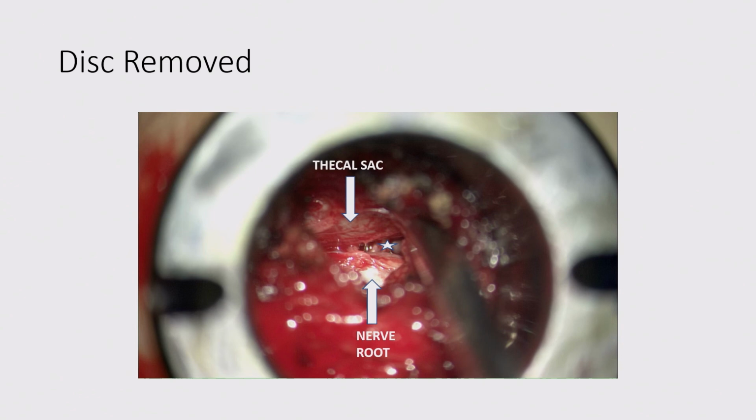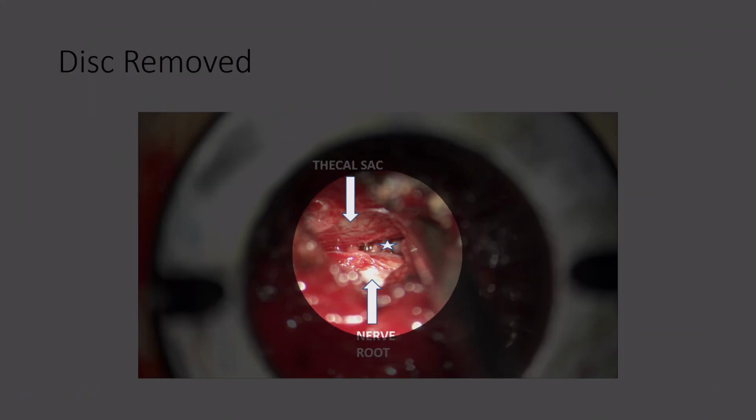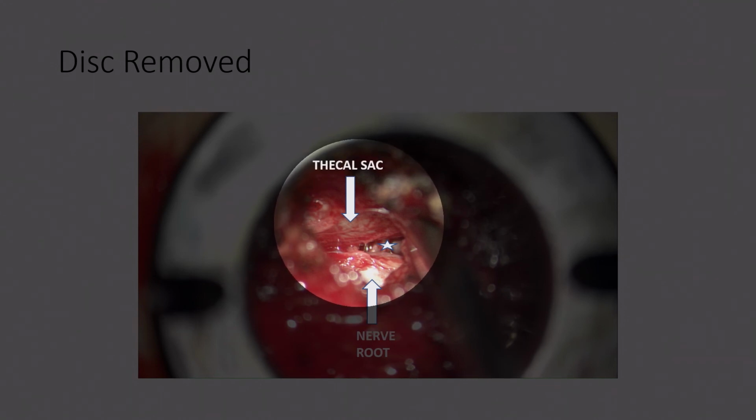So in this view, again, I'm looking down the tube through the microscope, but the disc has been removed. And now what you see, the star points to the area where the disc was. It's gone now. The thecal sac, where the nerves are, is now more visible, and that's because it has moved back into a normal position because it is no longer being compressed by the disc herniation.